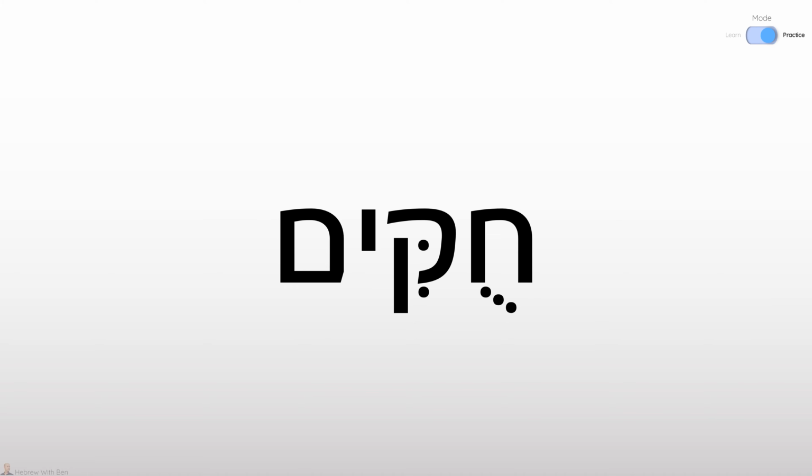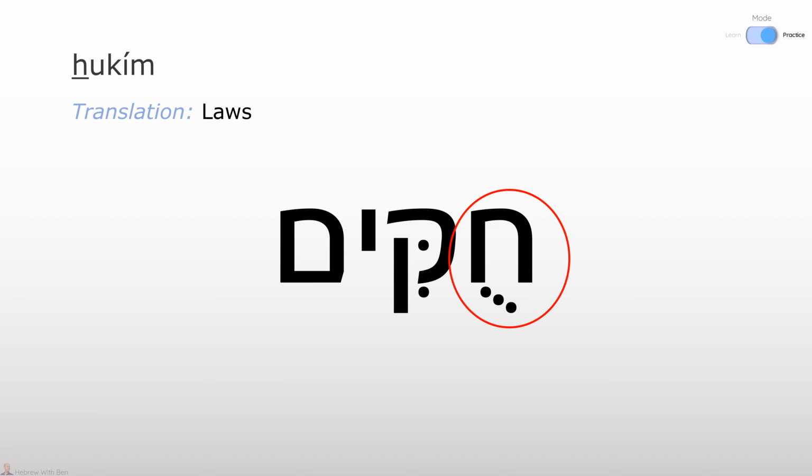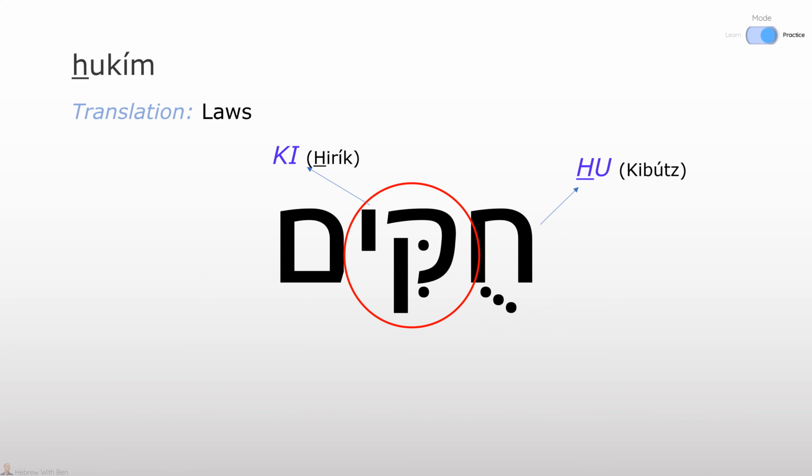We start with the word chukim. The first letter, chet, is decorated with kibutz, creating the syllable chu. Next, we have the letter kuf, decorated with chirik, which is a Nikkud sign we already covered in a previous lesson. Lastly, a vowel-less mem sofit.